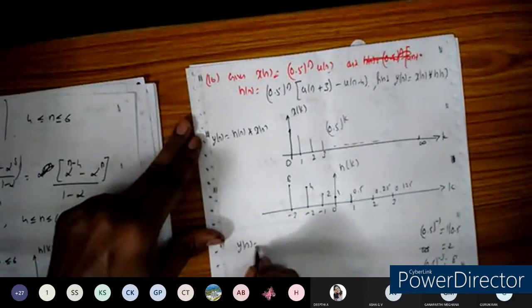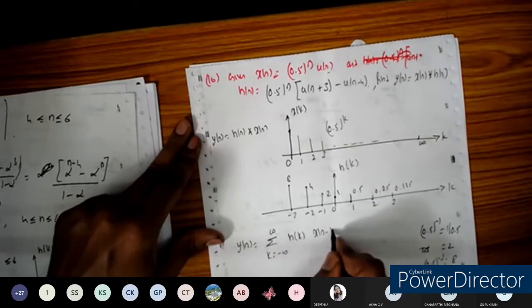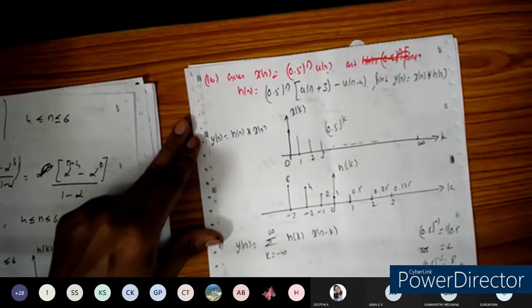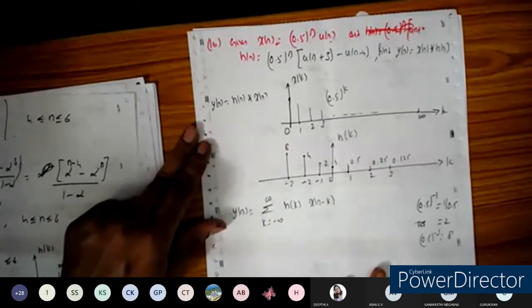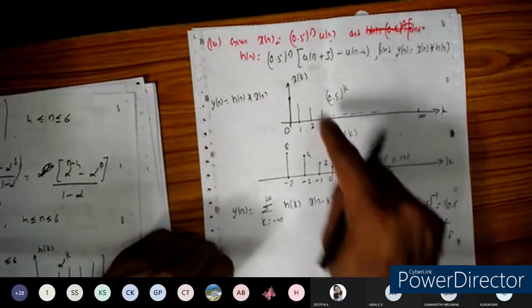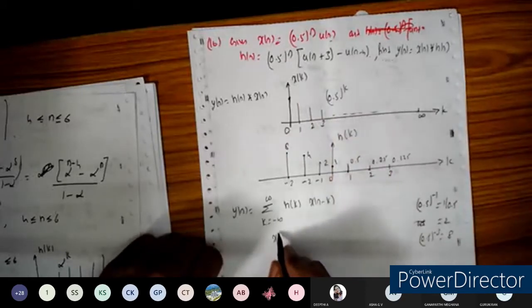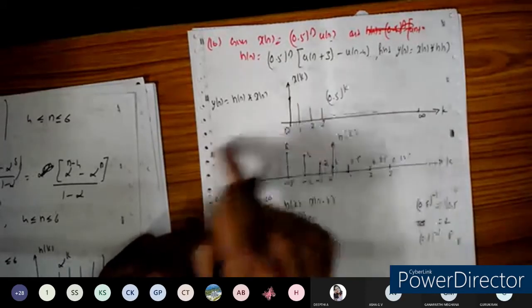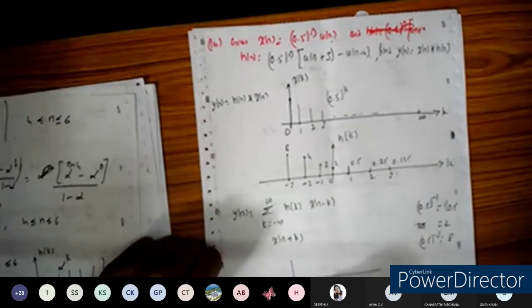So y of n will become equal to the summation from k equal to minus infinity to plus infinity of h of k into x of n minus k. Done, right? Okay, fine. Now we want x of n minus k. We have x of k here. So first let me plot x of k plus n, which means the signal will be shifted towards the left side by n elements here.